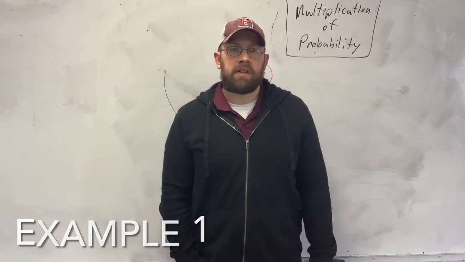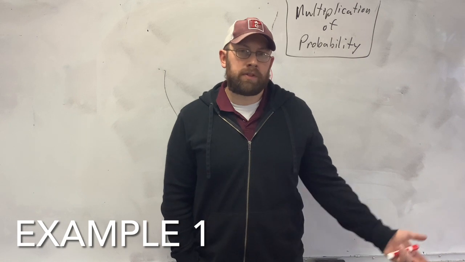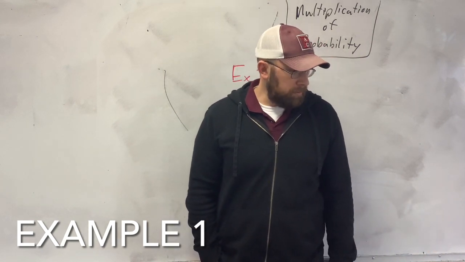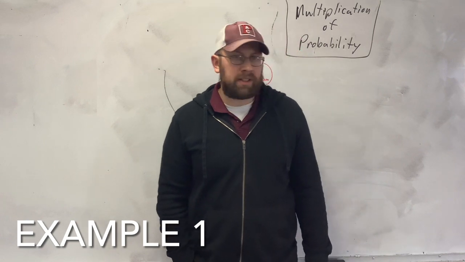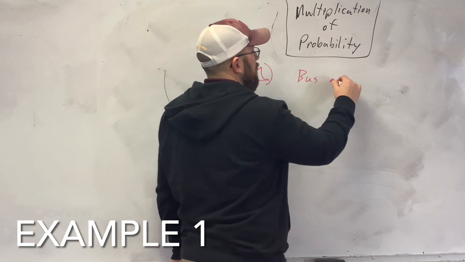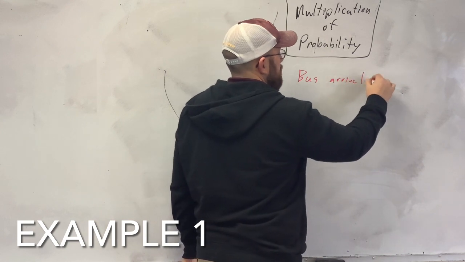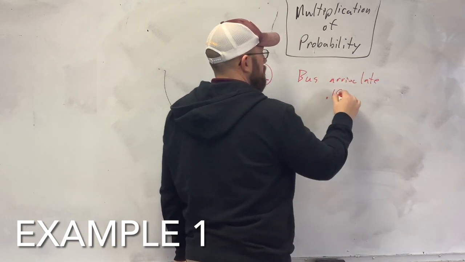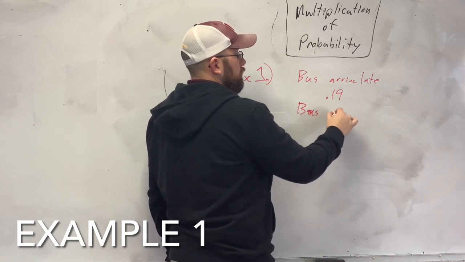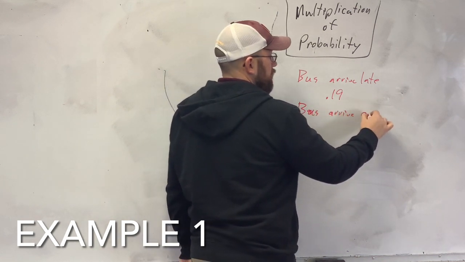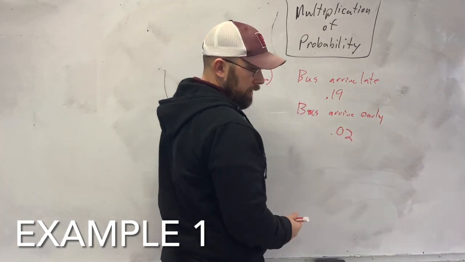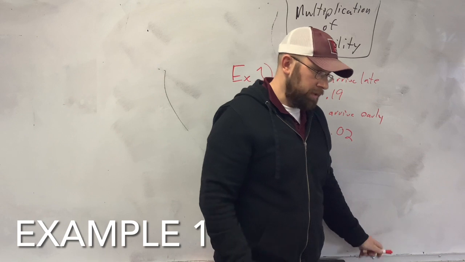All right, for this first example, we're going to talk about a school bus. The probability of a school bus arriving late is 0.19. The probability of the bus arriving early is 0.02. Or that's 2% and 19%, however you want to say it.